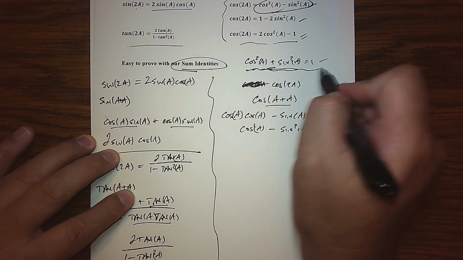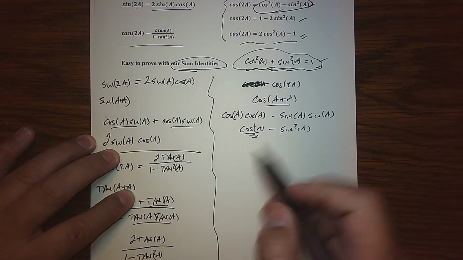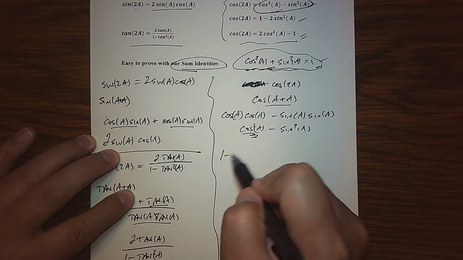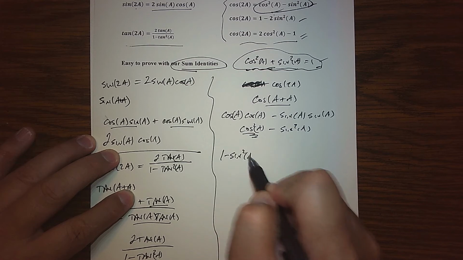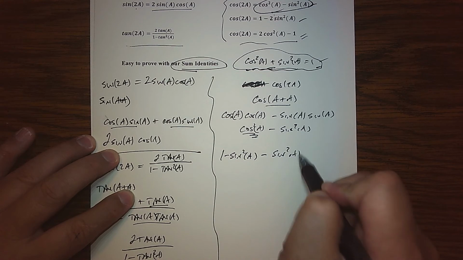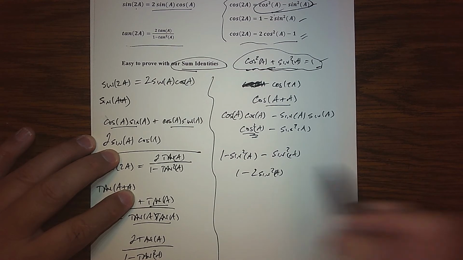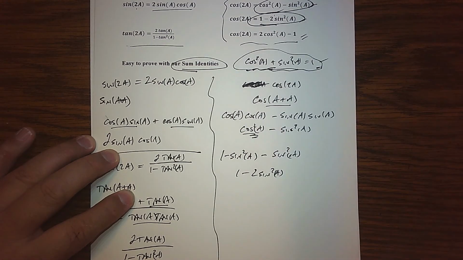And now it's basically, what do you want to rewrite? So if we replace this cosine squared, we can rewrite that as 1 minus sine squared a, and then minus the sine squared a. And so we have 1 minus 2 sine squared a. So we've just basically proven the second one.